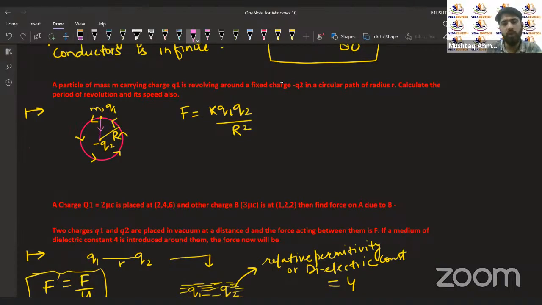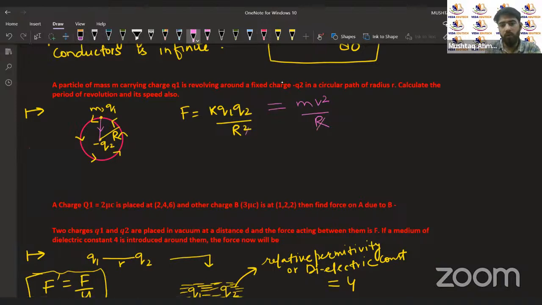The force will be given by k q1 q2 upon r square, and because of this electrostatic force, the charge Q1 is revolving around the charge Q2. So we can say that it is this electrostatic force which is providing the necessary centripetal force for this Q1 charge to revolve around this charge Q2. So we can just put k Q1 Q2 upon R square equal to the centripetal force, that's mv square upon R. R is the radius of this circle.